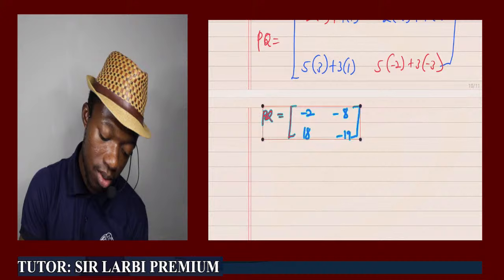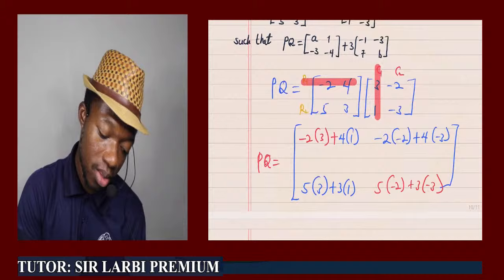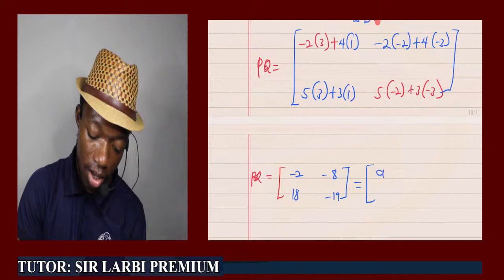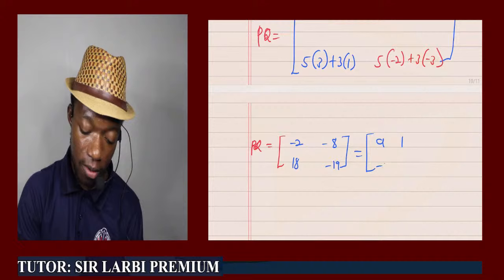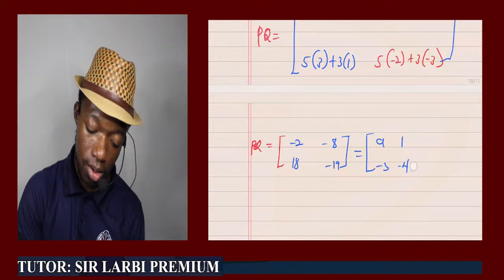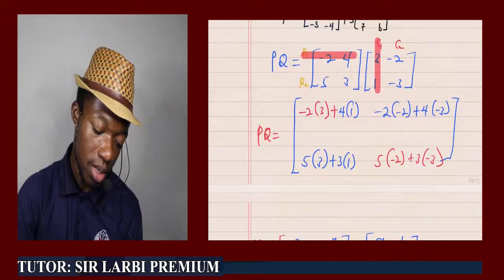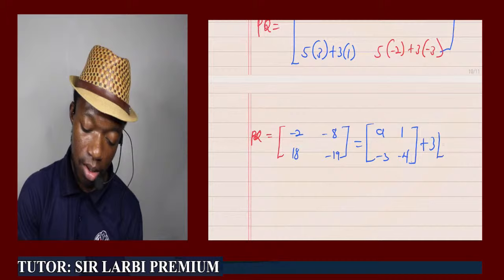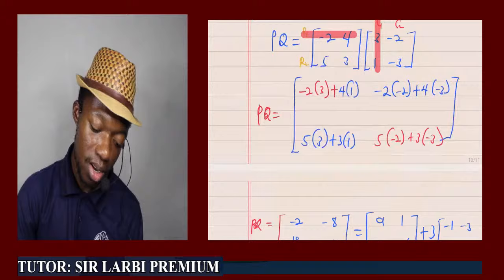Okay, so now we have PQ being equated to A 1, then negative 3, negative 4, plus we have 3 multiplying negative 1, negative 3, then we have 7, and then B.